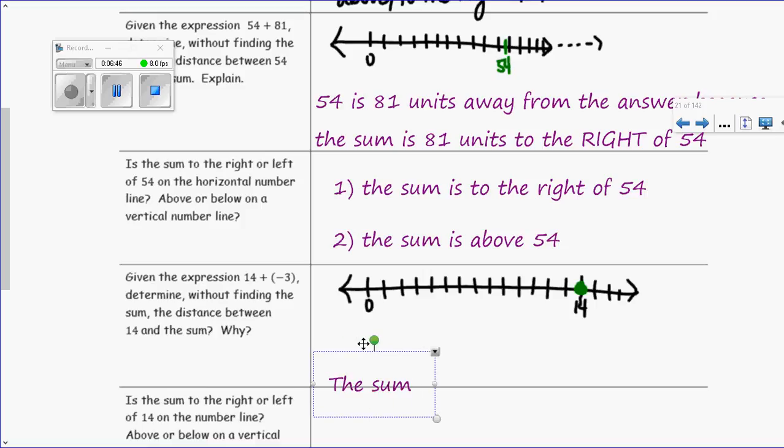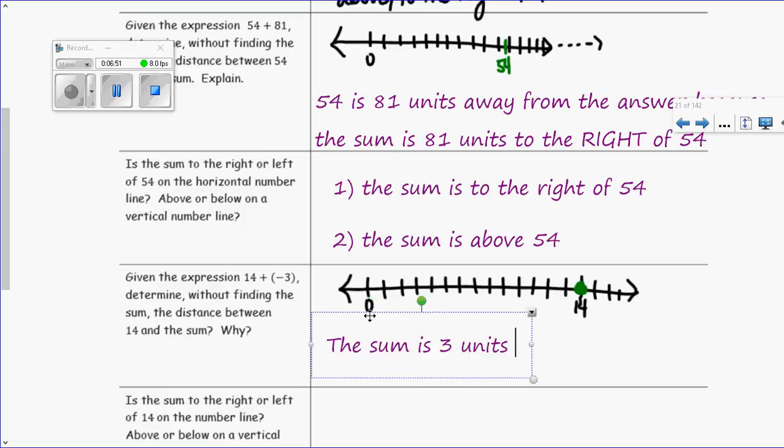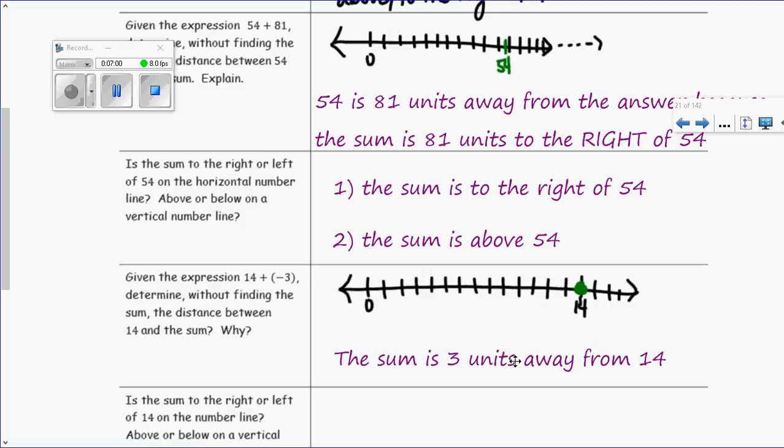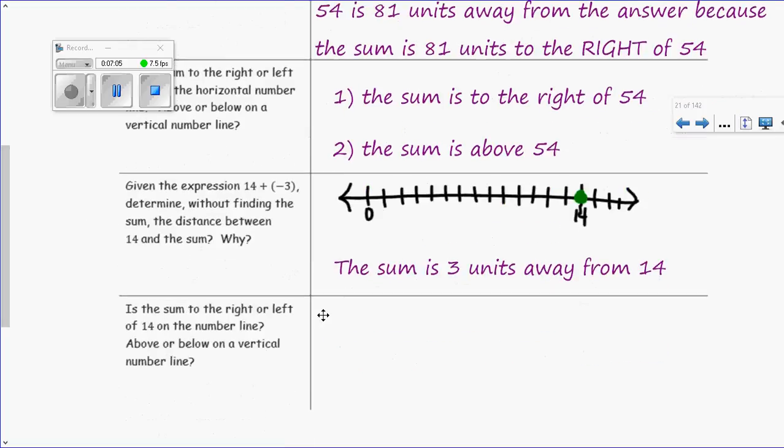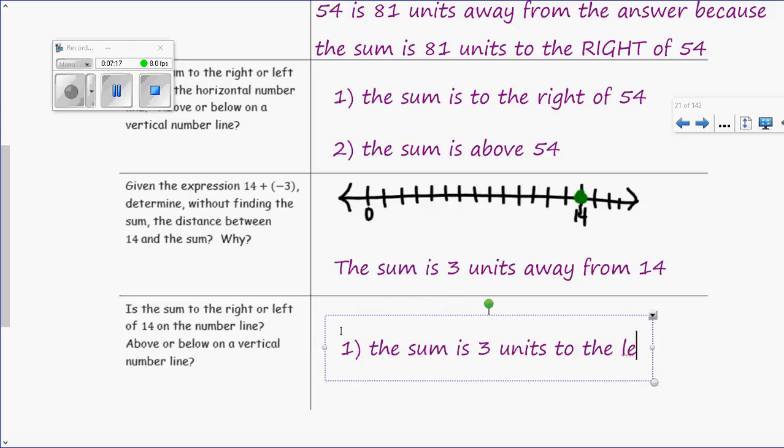The sum is 3 units away from 14. Okay, and what direction is it? You should know that 14 plus negative 3, if I'm using this on the horizontal number line like it is here, it is to the left. So the answer to the first question, the sum is 3 units to the left of 14.